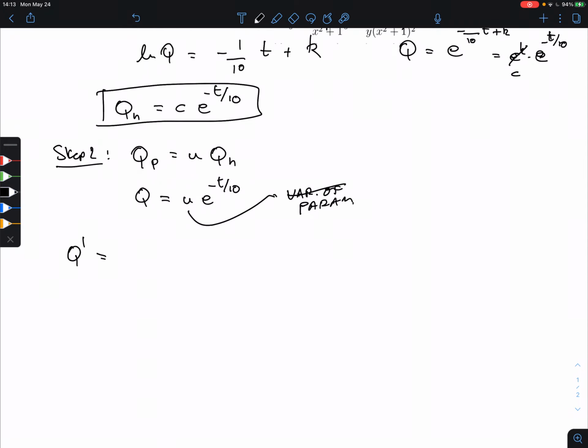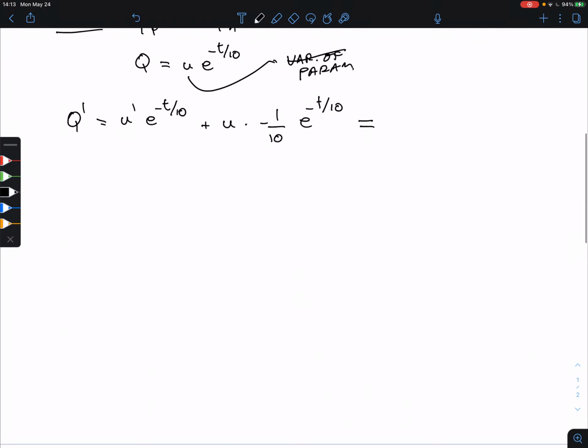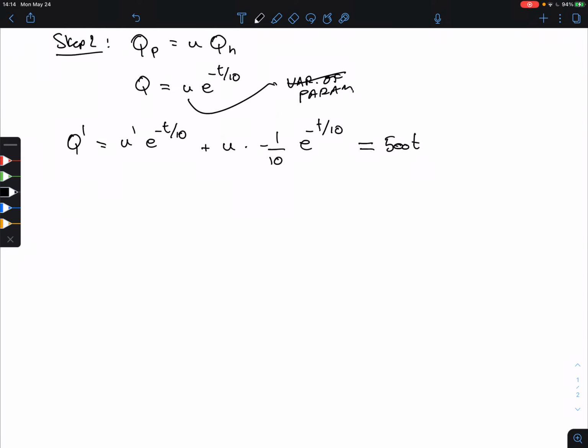Okay, so how do we do this? We take the derivative here, that is the product rule: u prime times e to the minus t over 10, plus copy the first, take the derivative of the second, that is minus 1/10 from the chain rule, e to the minus t over 10. Great. And now we plug this into the equation. The equation was that this was equal to 500t minus q over 10, and q, don't forget, is u e to the minus t over 10. Okay, now the technique tells us that we're going to cancel u in this case, and this happens, right?